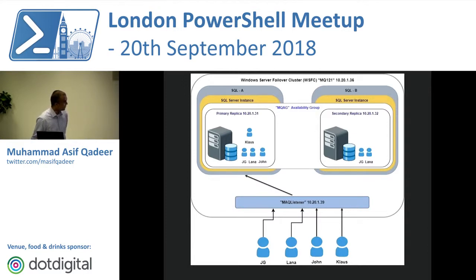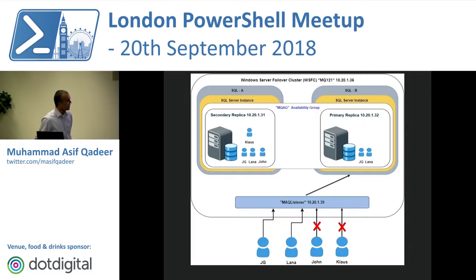So far, everything is working. So failure occurs, something happens to node A, so it fails over to node B. So now SQL B becomes the primary replica and SQL A is the secondary replica. Now the first 2 users, JG and Lana, are able to connect without any issues because they exist on the secondary replica as well, as they were initially configured.